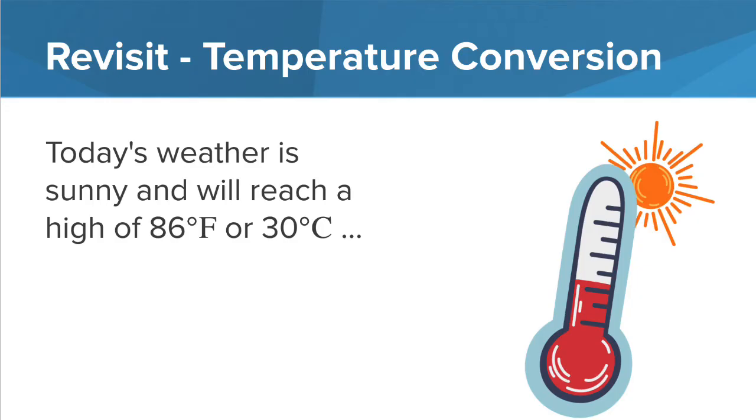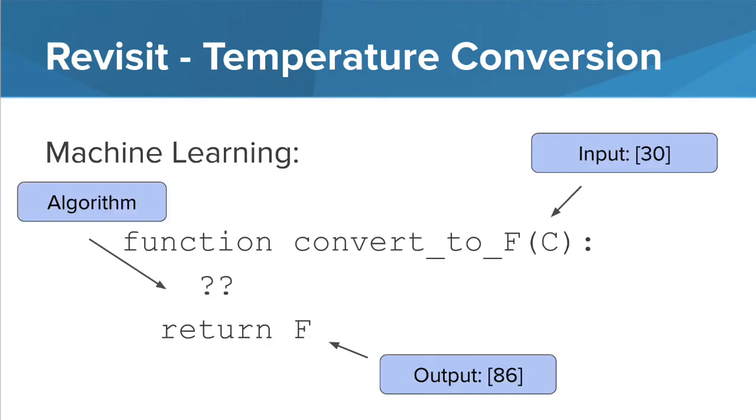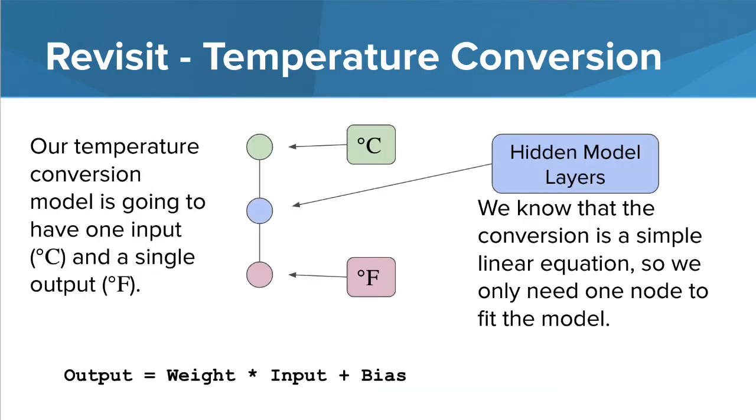Let's revisit the temperature conversion problem you looked at earlier. Recall that traditional programming will use an input into an algorithm to calculate a final output. In the machine learning environment, the problem looks different where the inputs and outputs are known, but the algorithm is unknown. Given this model and equation, we would use weights and biases to come up with values to predict our output.